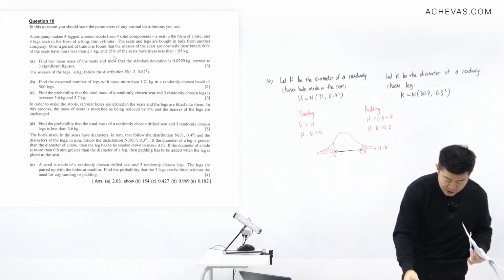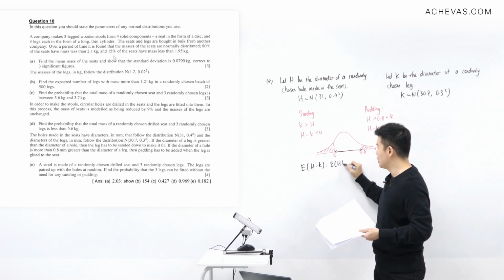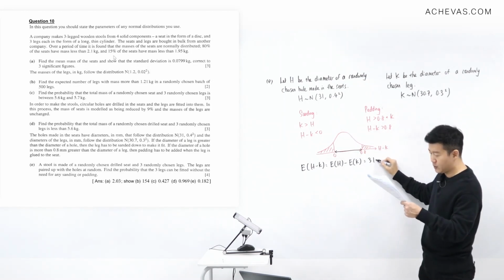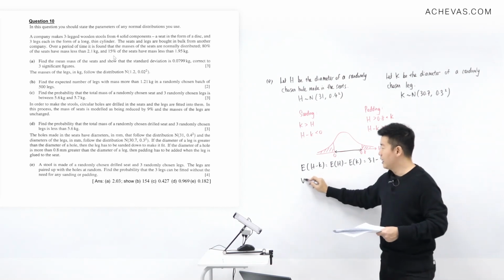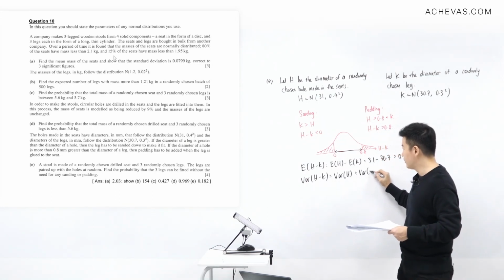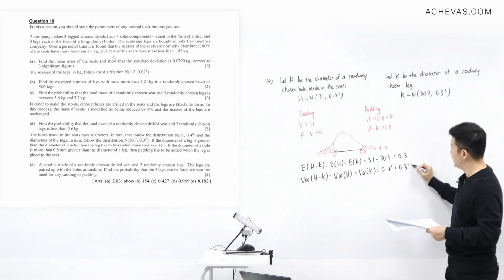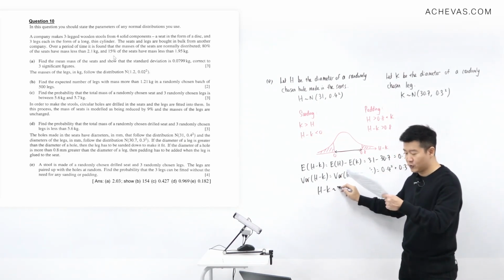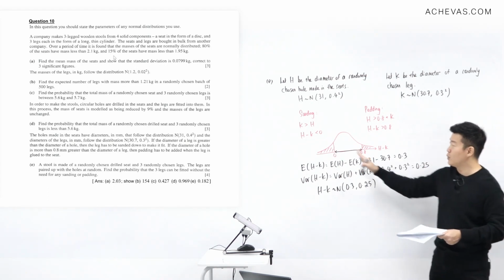Let me write down the distribution for h minus k, which requires finding the expectation of h minus k. This is the expectation of h minus the expectation of k. Expectation of h is 31, so we have 31 minus the expectation of k, which is 30.7. This is equal to 0.3. And the variance of h minus k is the variance of h plus the variance of k. Variance of h is 0.4 squared plus variance of k, which is 0.3 squared. This is equal to 0.25. So h minus k follows a normal distribution with a mean of 0.3 and a variance of 0.25.